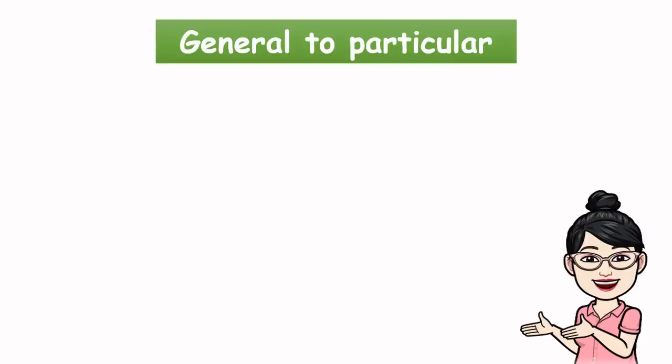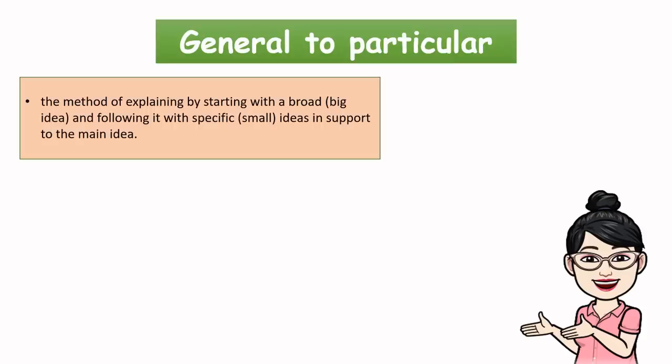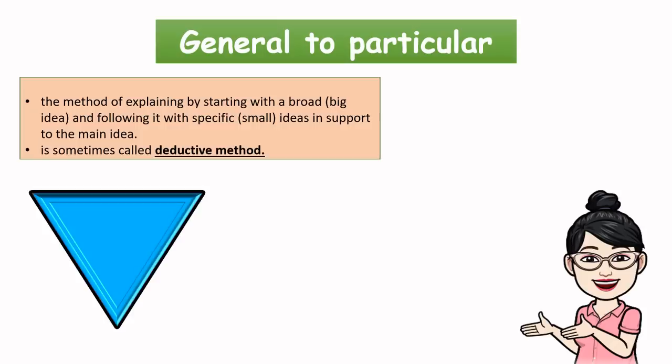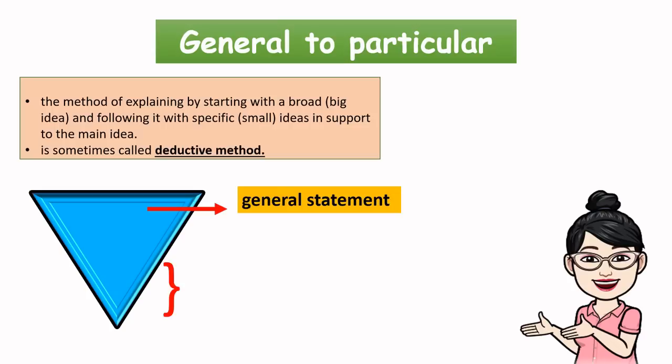Let's begin with general to particular. This is the method of explaining by starting with a broad or big idea and following it with specific or small ideas in support of the main idea. This is sometimes called deductive method. So, if we are going to make an illustration to describe it, para itong baliktad na triangle. Your opening paragraph would begin with a general statement and then add details that explain it. The details may become increasingly more specific. The pattern ends with a broad statement that summarizes your thinking that resulted from the details.